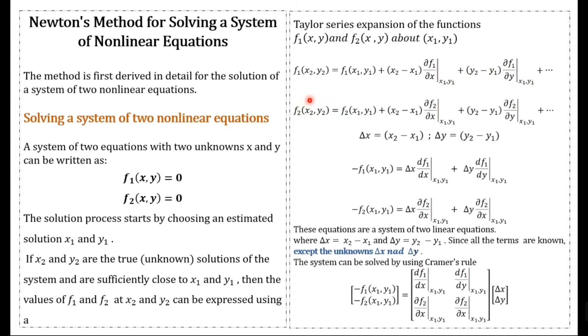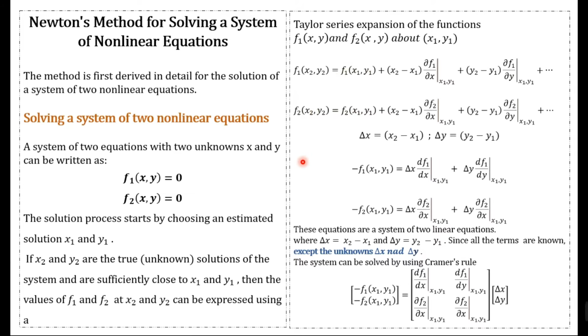Similarly, the Taylor expansion of function f2 about x1 and y1. This is also a function of two variables, so we expand it similarly as we did for f1. So del x is equal to x2 minus x1, and del y is equal to y2 minus y1. After substituting these values, f1 of x, y is equal to 0 in this equation and this equation, and then we take this term and this term to the left side of the equation.